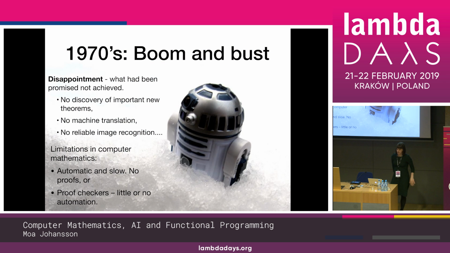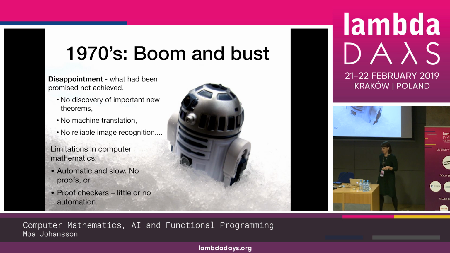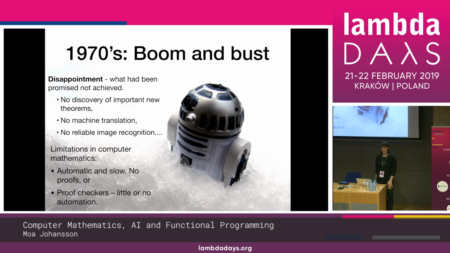In the 1970s, there was a famous event. It was called the AI Winter. So in part, that was to do with a little bit of disappointment. They made very bold claims 10 or 15 years earlier that they were going to solve all these problems. And it turned out, hang on, this is a lot harder than what we thought. And the computers are still not that fast, so it's not really viable to do these big neural networks that we have today. You started having tiny little perceptrons and so on, but nothing like what we have today. There was certainly no discovery of any important new mathematical theorems, no machine translation, no reliable image recognition.